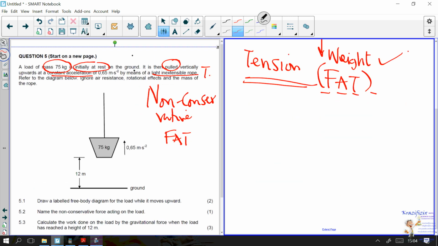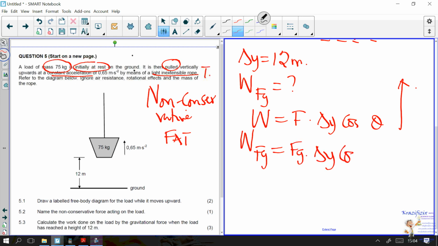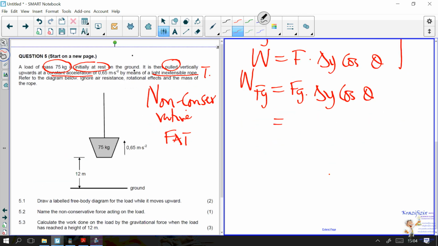We move on straight. Calculate the work done on the load by the gravitational force when the load has reached a height of 12 meters. Number 1, I know my delta y is 12 meters. I'm looking for work done by gravity. From our original formula, work is F delta y. I'm using delta y because it's vertical. So work done by gravity is gravitational force times delta y times cos theta. Now what is my gravitational force? It's mg because it's the weight from my diagram. What is the mass? 75. What is g? 9.8. What is the height? 12.